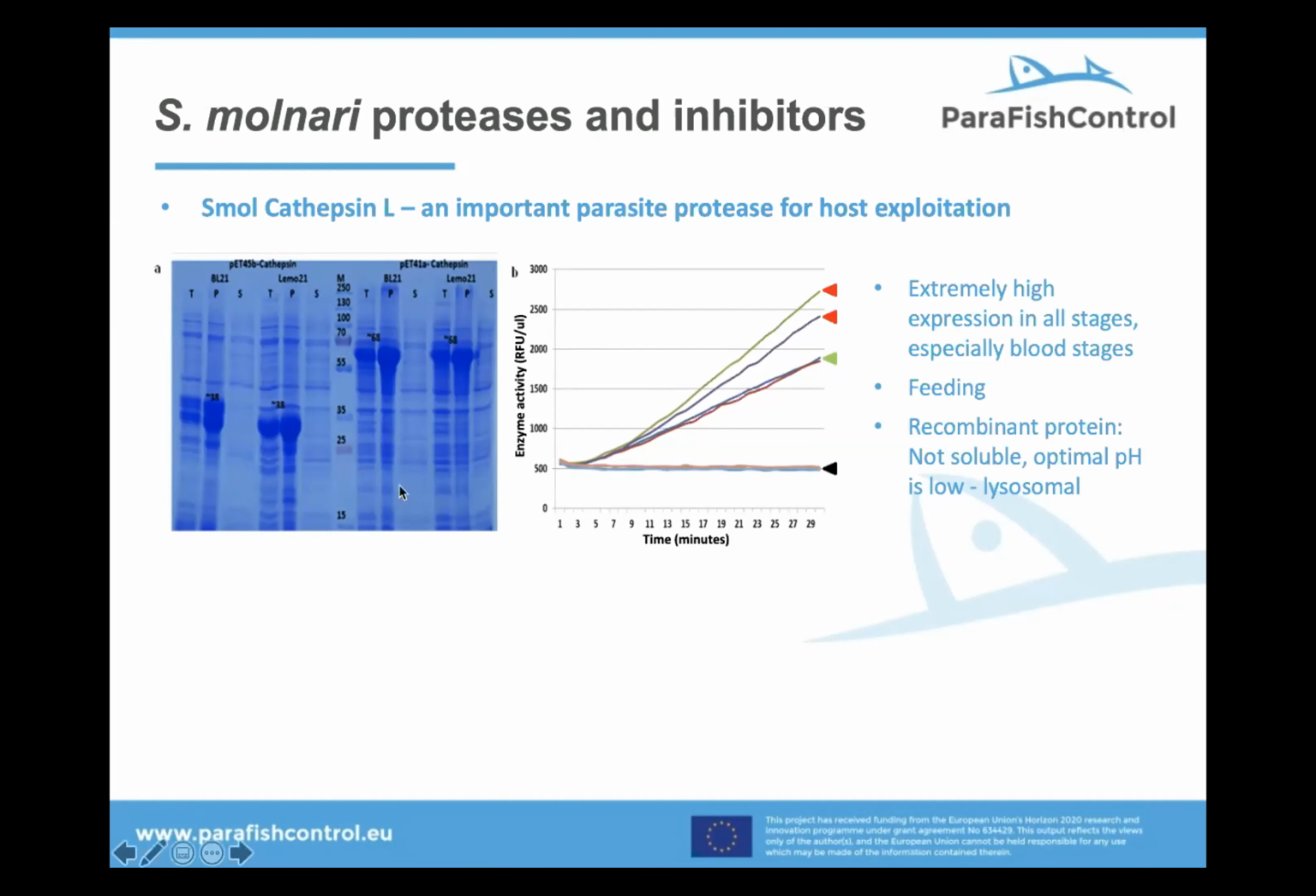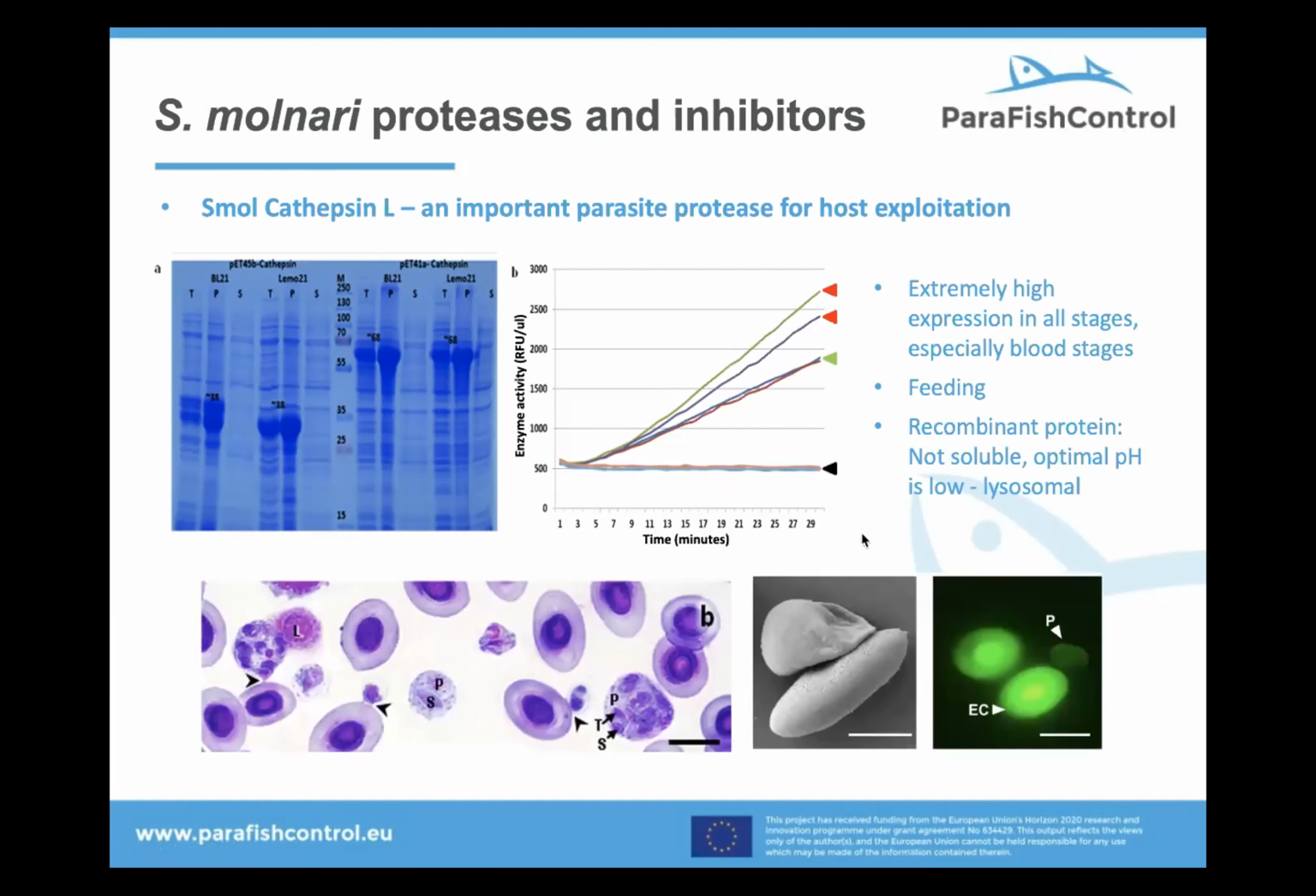What you can see in the gels of the recombinants is that it's in the total and in the pelleted phase, but not in the soluble phase. So the protein is not soluble. And when we tried to activate it, we saw that at normal pH we cannot really get an activation; we need a pH of 5, or better 4.5, to get the protease activated. That, together with the fact that it's not in the soluble phase, indicates that it is likely inside lysosomal compartments. That would make sense if it's feeding.